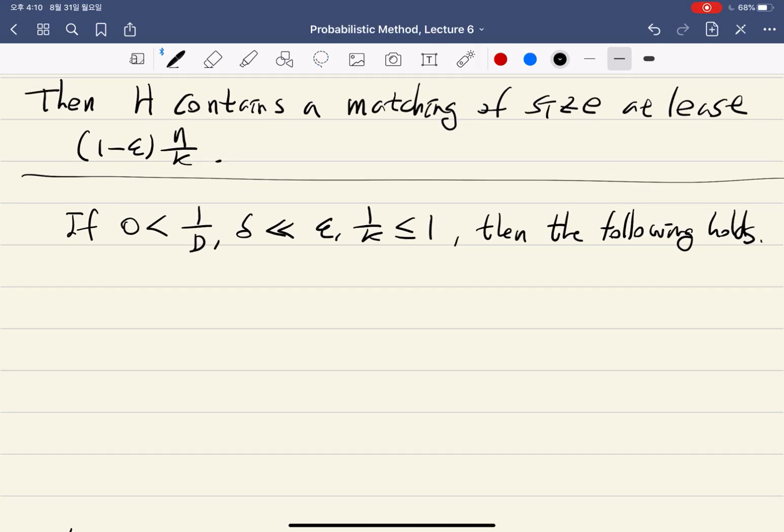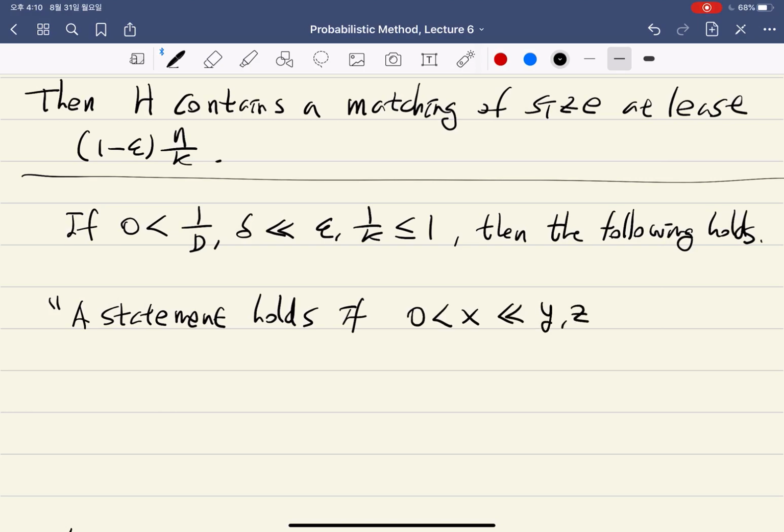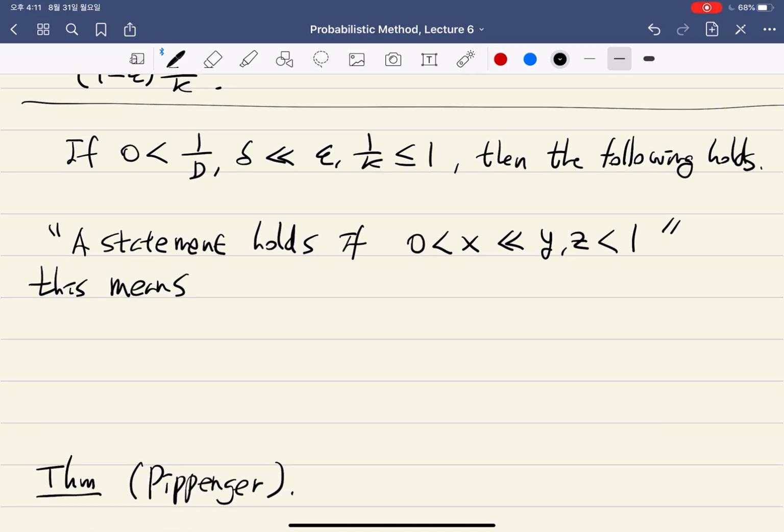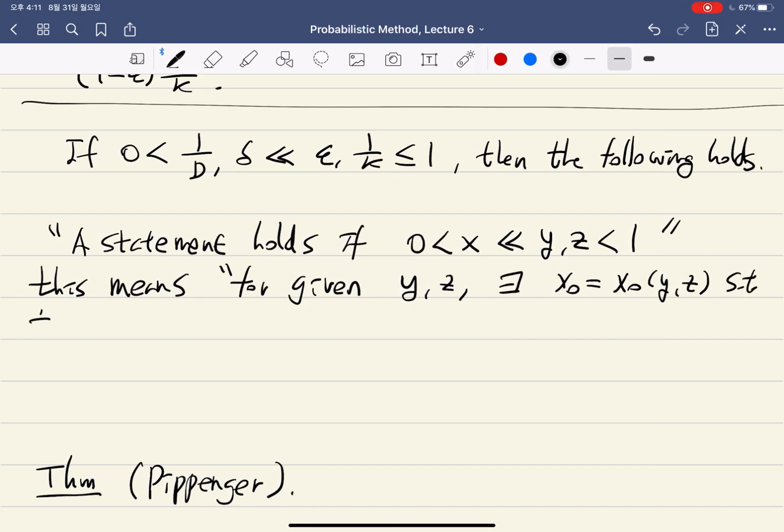So when we write a statement that holds if, say, x is smaller than, less and less than y g 1, if we write it this way, this means that for given y and g there exists x0, which is determined by y and g, such that the following holds if x is smaller than x0.